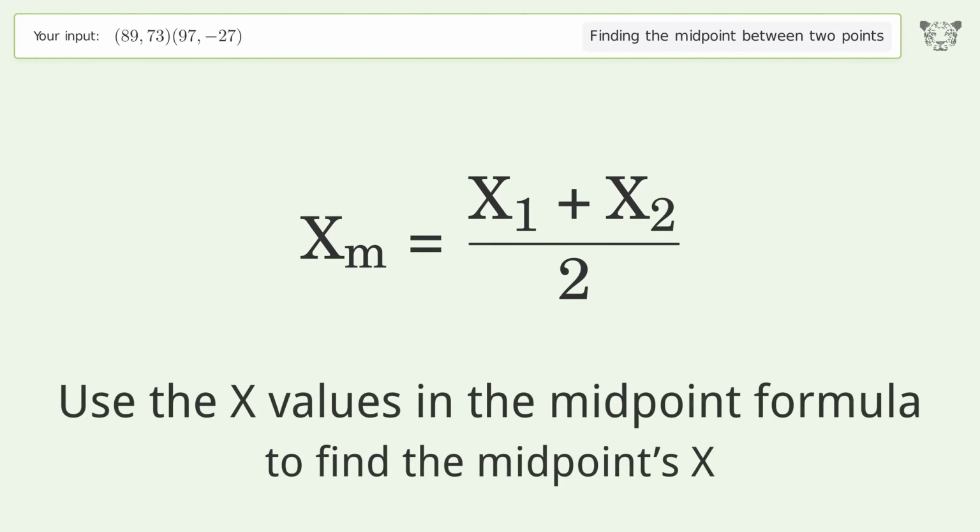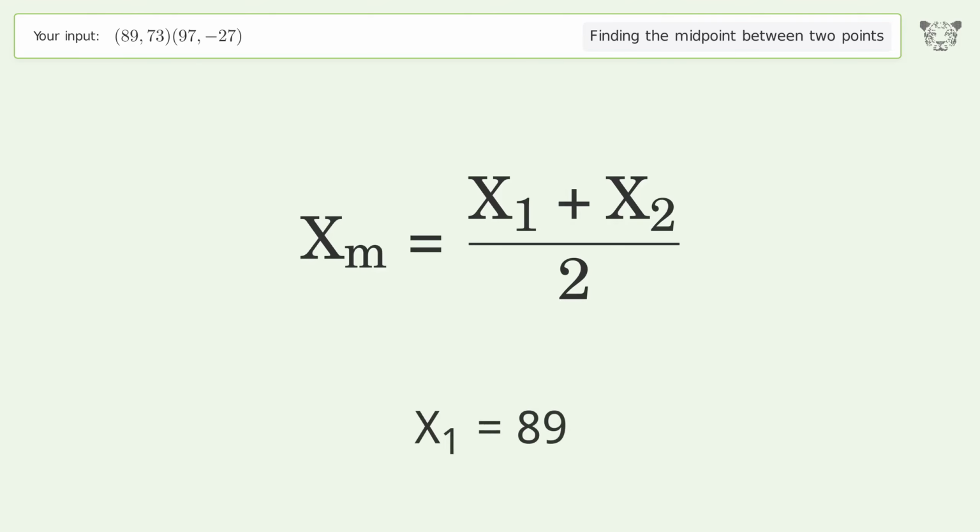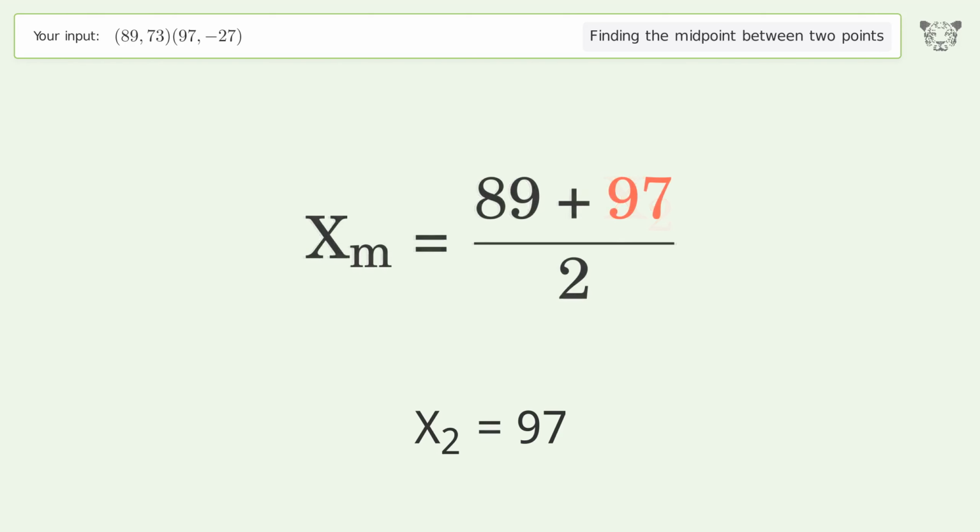Use the x values in the midpoint formula to find the midpoint's x. x1 equals 89. x2 equals 97. Simplify the arithmetic.